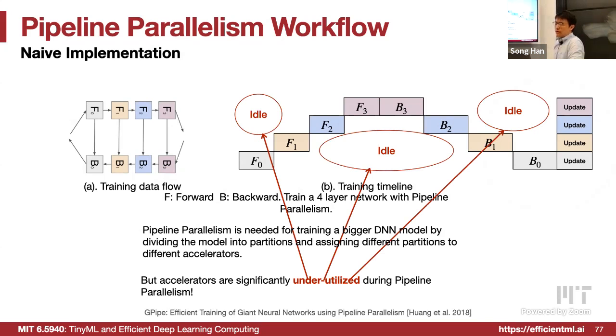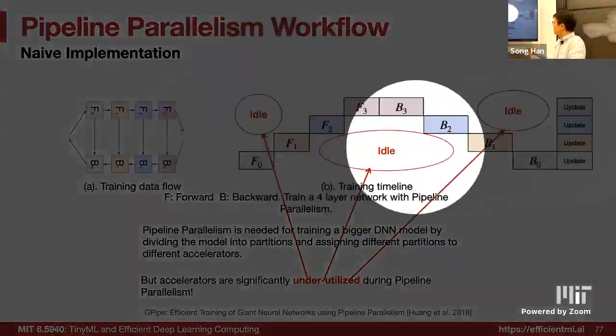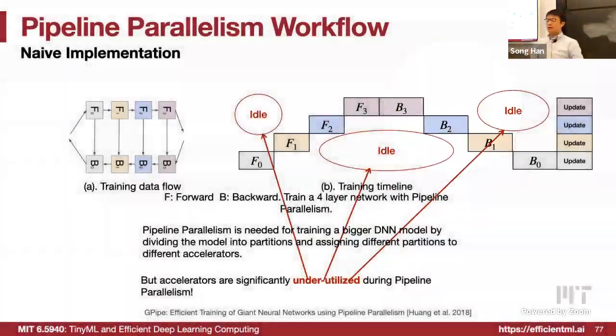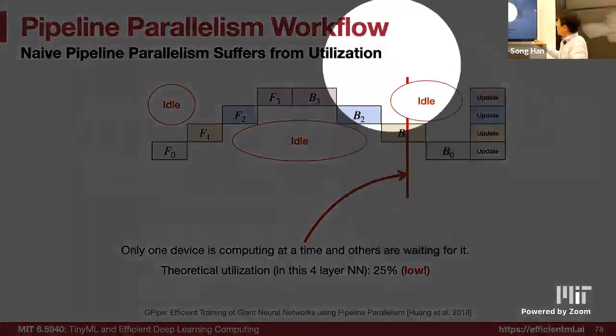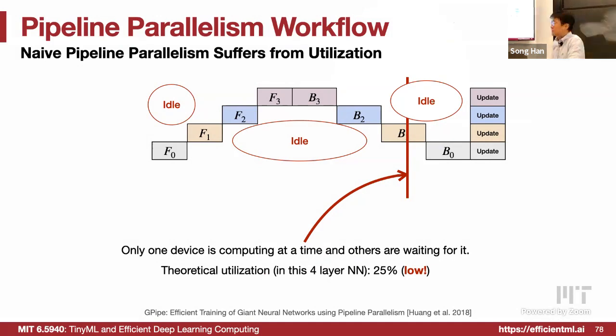The problem is that if we just process a single batch in this way, GPUs are underutilized. A lot of idle time, a lot of bubbles in this case. So what is the theoretical utilization here? Only 1/4, 25% utilization, because most of the time the GPU is idle.